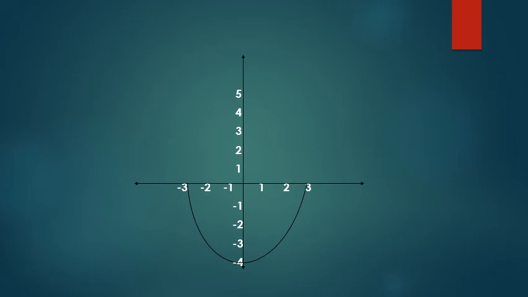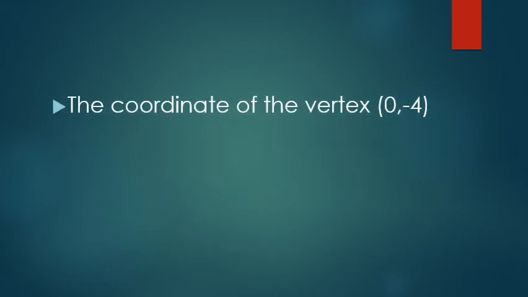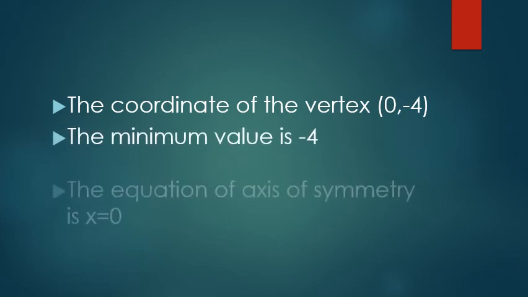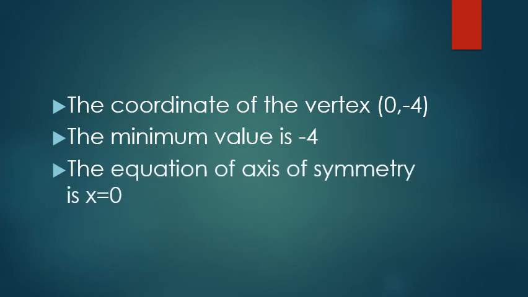This curve is called a parabola. This curve has a vertex which is (0, -4). And its minimum value is -4. And finally, the equation of the axis of symmetry here is x equals 0.